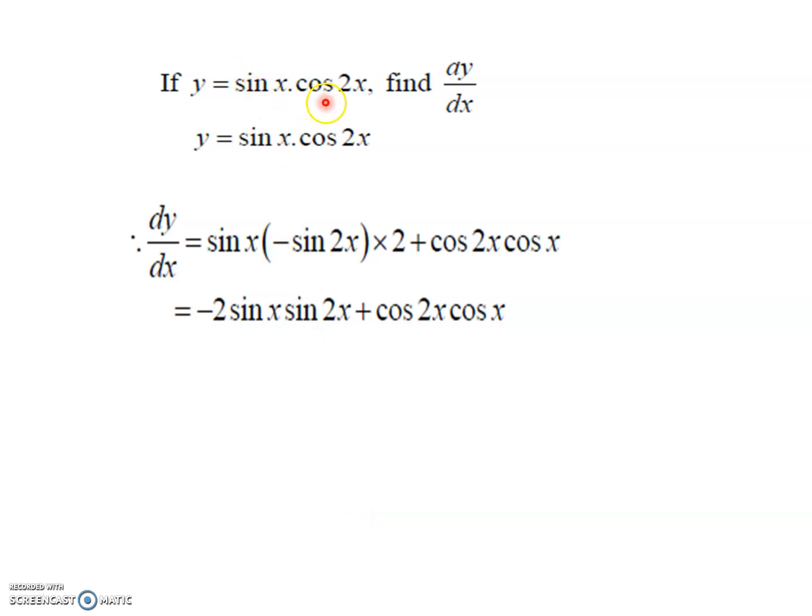If y is equal to sin x into cos 2x, find dy by dx. We have y is equal to sin x into cos 2x. dy by dx is equal to sin x, derivative of cos 2x is minus sin 2x into 2, plus cos 2x into derivative of sin x, which is obviously cos x. Minus 2 sin x into sin 2x plus cos 2x into cos x.